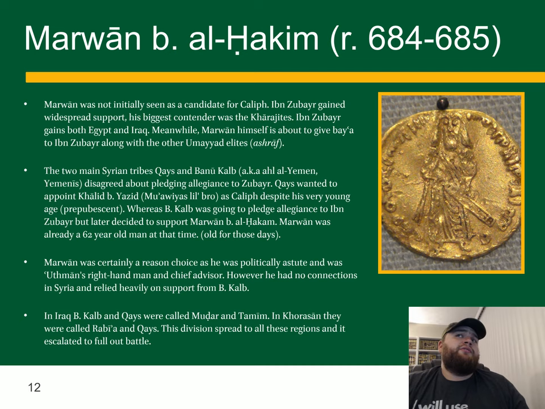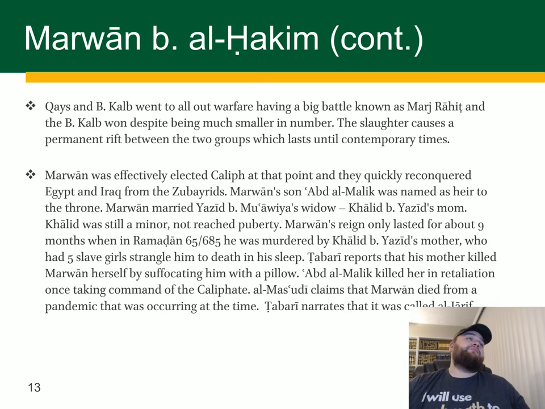And the news of all of this quarreling had spread throughout the Islamic Empire. So throughout the Islamic Empire, you had these two tribes at odds with one another and about to go into open conflict. So Qais and Banu Kalb went to all-out warfare in Syria, in a battle known as Marj Rahit, and Banu Kalb won, even though they were smaller in number. It seemed more like a slaughter than a real battle, reminiscent of Ghazwat Nahrawan.